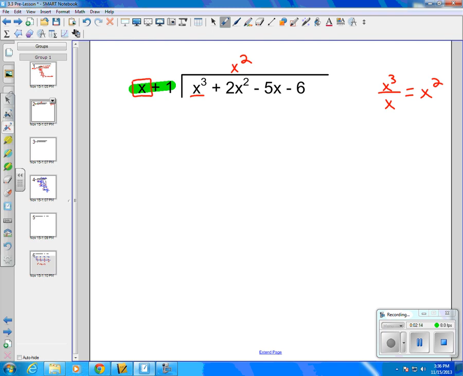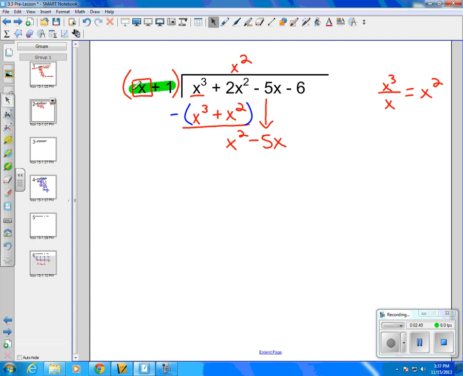Once I have a term in my quotient, I can multiply that by the divisor. In this case, the divisor is x plus 1, a binomial. We're going to do x squared times x to give us x cubed, and x squared times 1 to give us plus x squared. However, if we remember from our previous examples, we are performing subtraction here. So when I do x cubed minus x cubed, that will drop out. Then 2x squared minus x squared is x squared. Now I can bring down the negative 5x.